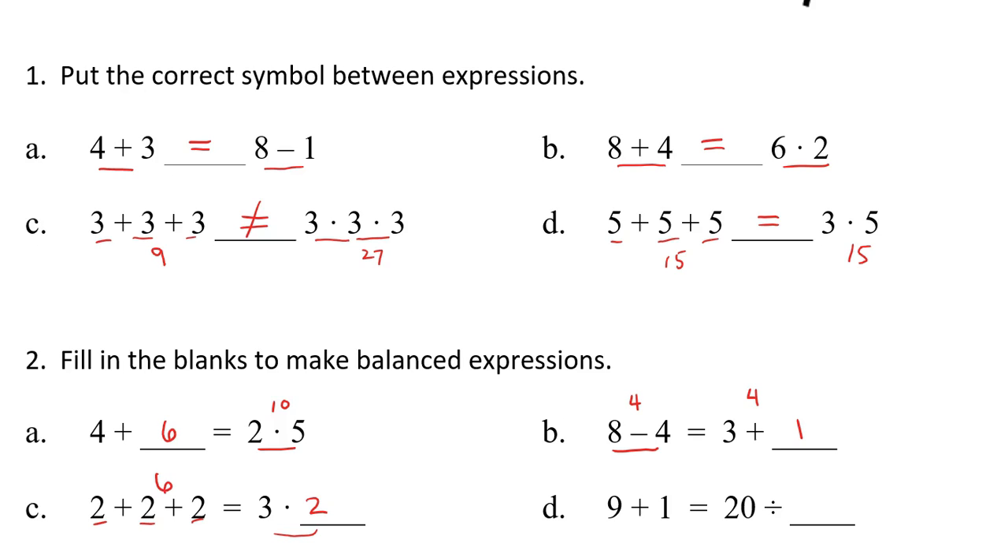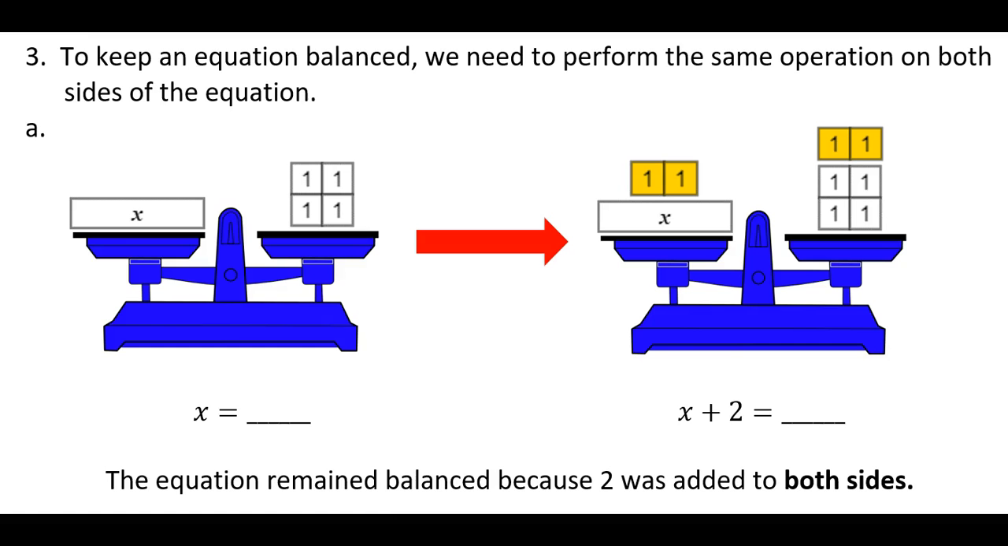And in question D, I have 9 plus 1. Well, that equals 10. 20 divided by something equals 10. Well, 20 divided by 2 also equals 10, so that makes a balanced equation. The next section is showing us that we can have an equation and change it, but as long as we change both sides in the same way, the equation remains balanced.